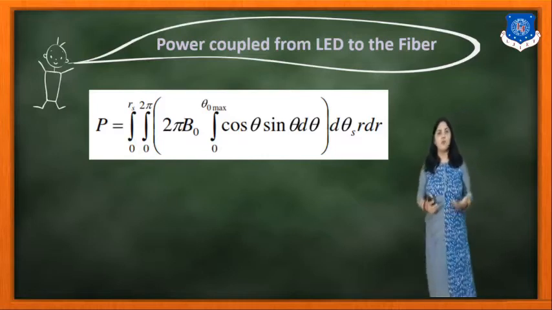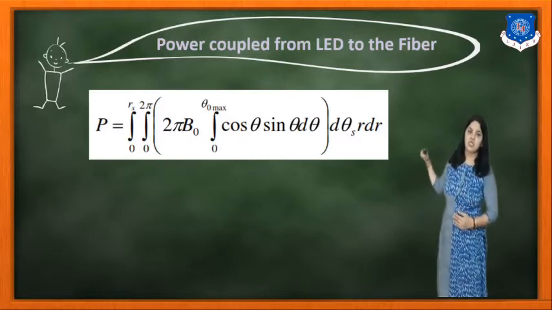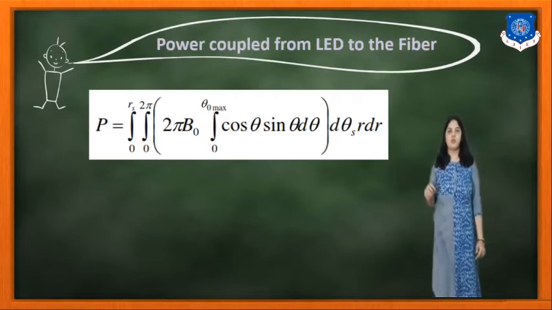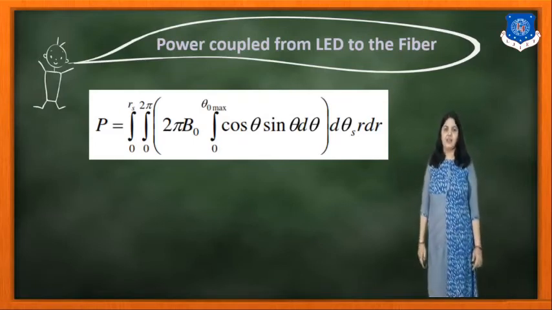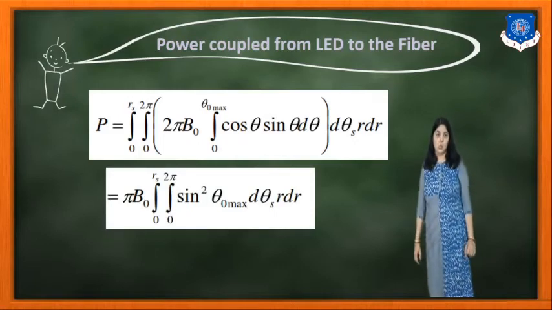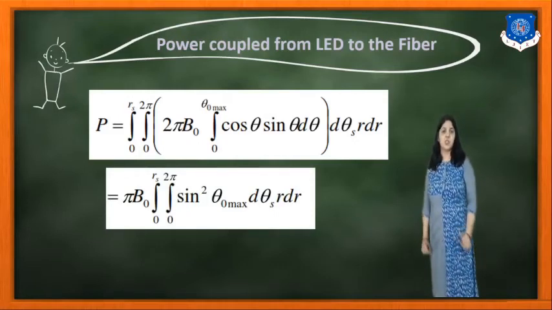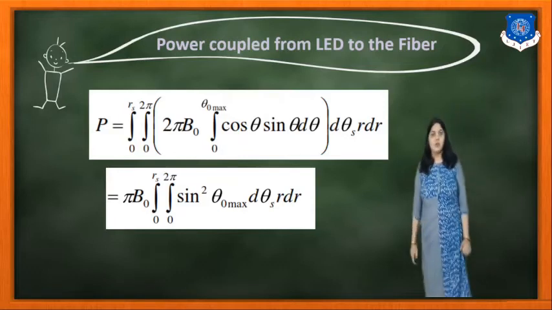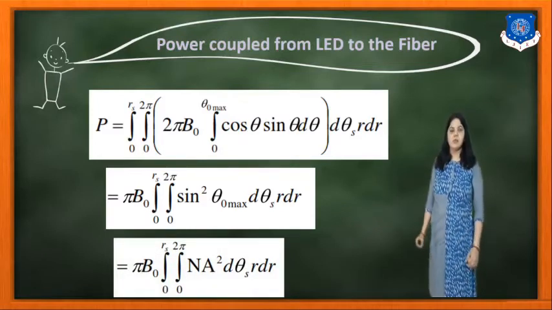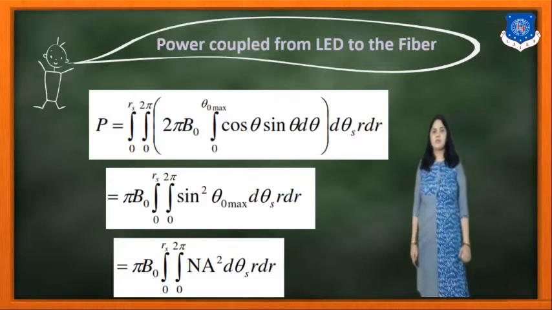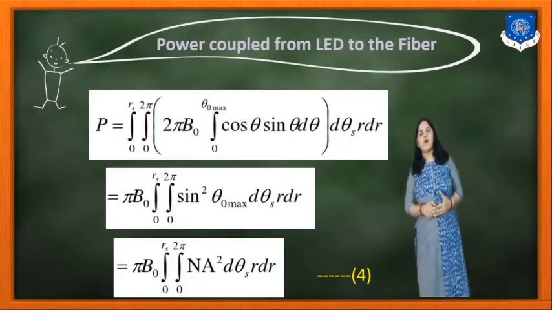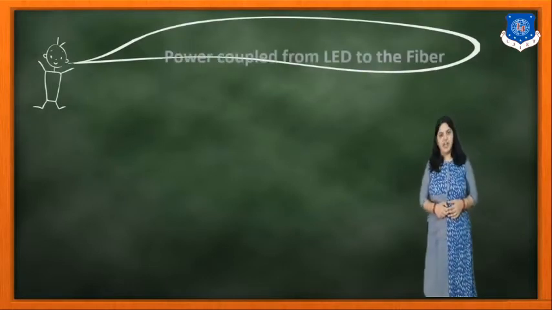So the power coupled from the LED to the fiber is integration 0 to rs, integration 0 to 2 pi, b0, integration 0 to theta 0 maximum cos theta sin theta d theta and d phi s into r dr. It is equal to pi b0, integration 0 to rs, integration 0 to 2 pi, sin square theta 0 maximum d phi s into r dr. It is equal to pi b0 integration 0 to rs, 0 to 2 pi, sin square theta d phi s into r dr. So this is the equation for the power coupled from the LED to the fiber.